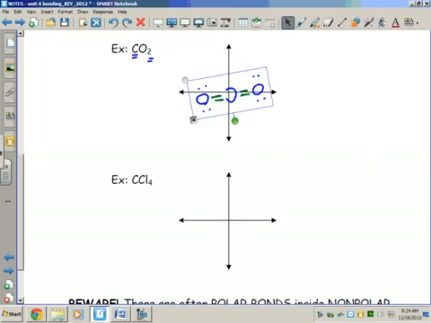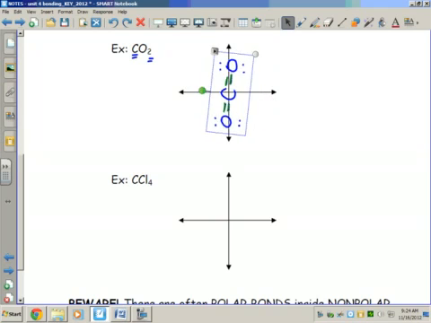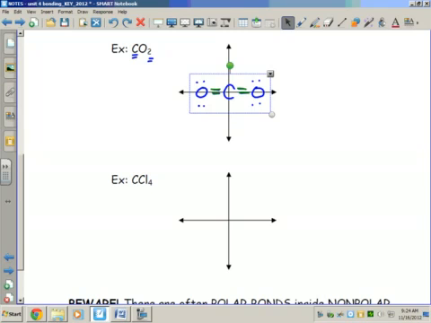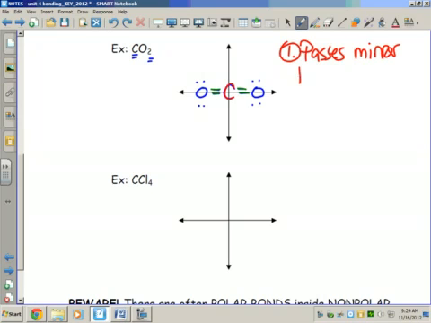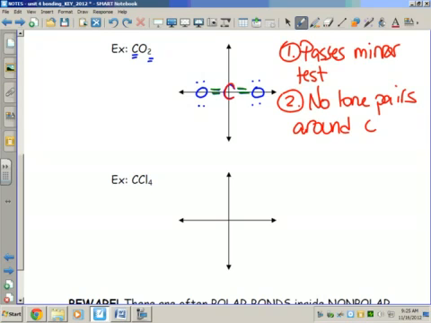Now when we look at this, CO2 is symmetrical. From left to right, if we have it this way, it's symmetrical top to bottom. It doesn't matter what we do, CO2 can be flipped across any axis and you get the same thing. Now we look at the carbon. Are there any lone pairs around the central atom? No, there aren't. So our two tests: CO2 passes the mirror test, and there are no lone pairs around the central atom.